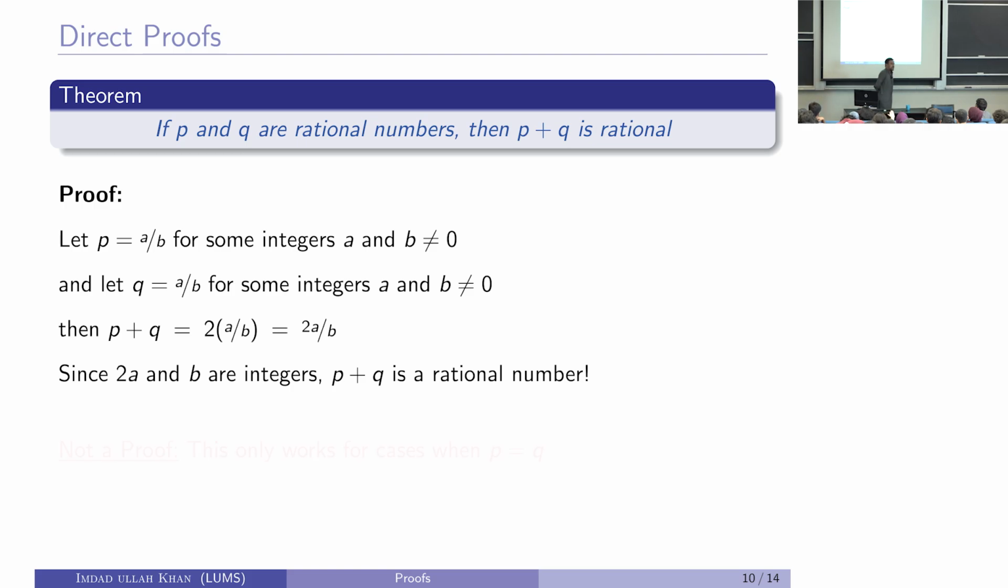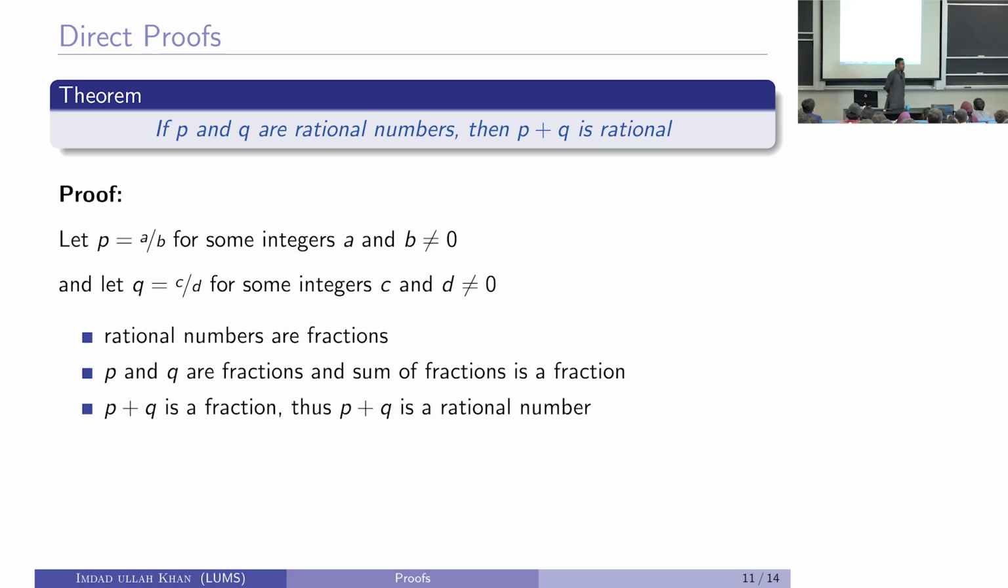Yeah. So it is not a proof, because this only proves that if p and q are two rational numbers that are equal, then their sum is also a rational number, right? So this works for many examples, for infinitely many examples, for different a's and different b's, but it doesn't prove the statement. The statement says any rational number added with any rational number must give me a rational number, right? This isn't a proof. Is this clear?